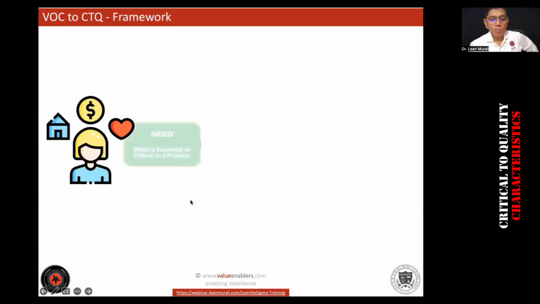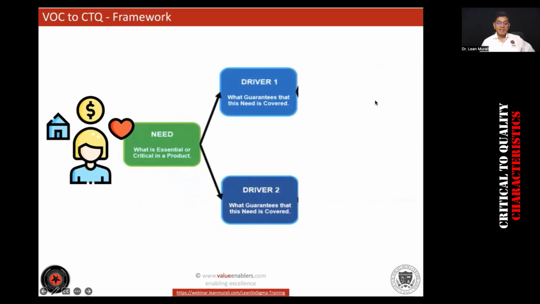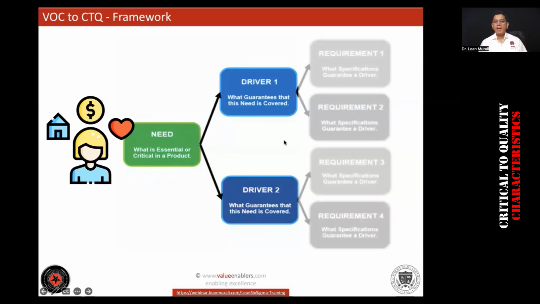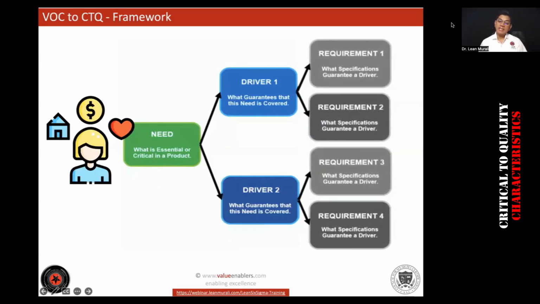Okay. Now CTQ framework, a need, what is essential or critical to in a product. Please write it in your notebook. Okay, need is what is essential or critical in a product. Okay, for example, if they say I wanted a black coffee, or if they say I want a less sugar coffee, what that is essential for the taste of coffee. Okay, and what guarantees that the need is covered. Okay, sugar, for example. Okay, and what is the specification that guarantees the driver, which is 1 teaspoon or half teaspoon. So less sugar, less sweet.